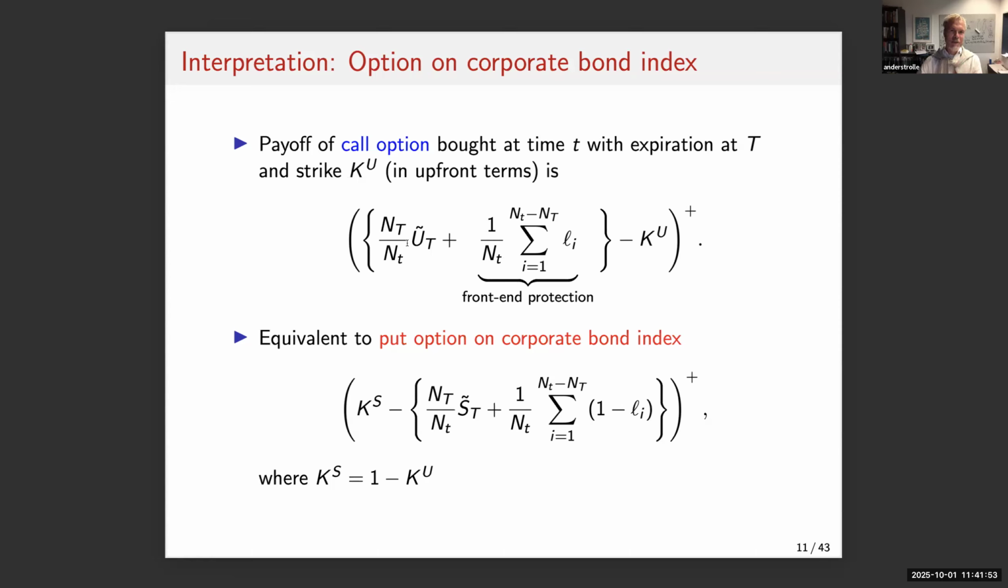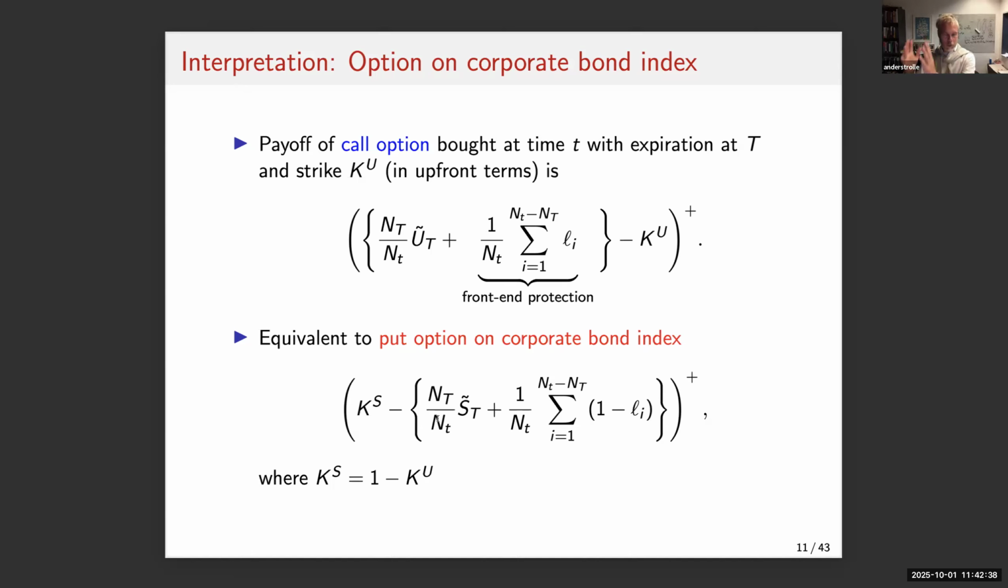Now this is equivalent to a put option in price terms, in other words, a put option on the corporate bond index, the synthetic corporate bond index that I talked about before. So you can also express the payoff in price terms. Then the strike is 1 minus the strike in upfront terms, and you have 1 over n times the sum of the recovery rates on the defaulted names, and then you have the value of the remaining index on a reduced notional. So this is the credit index options that we're going to look at.